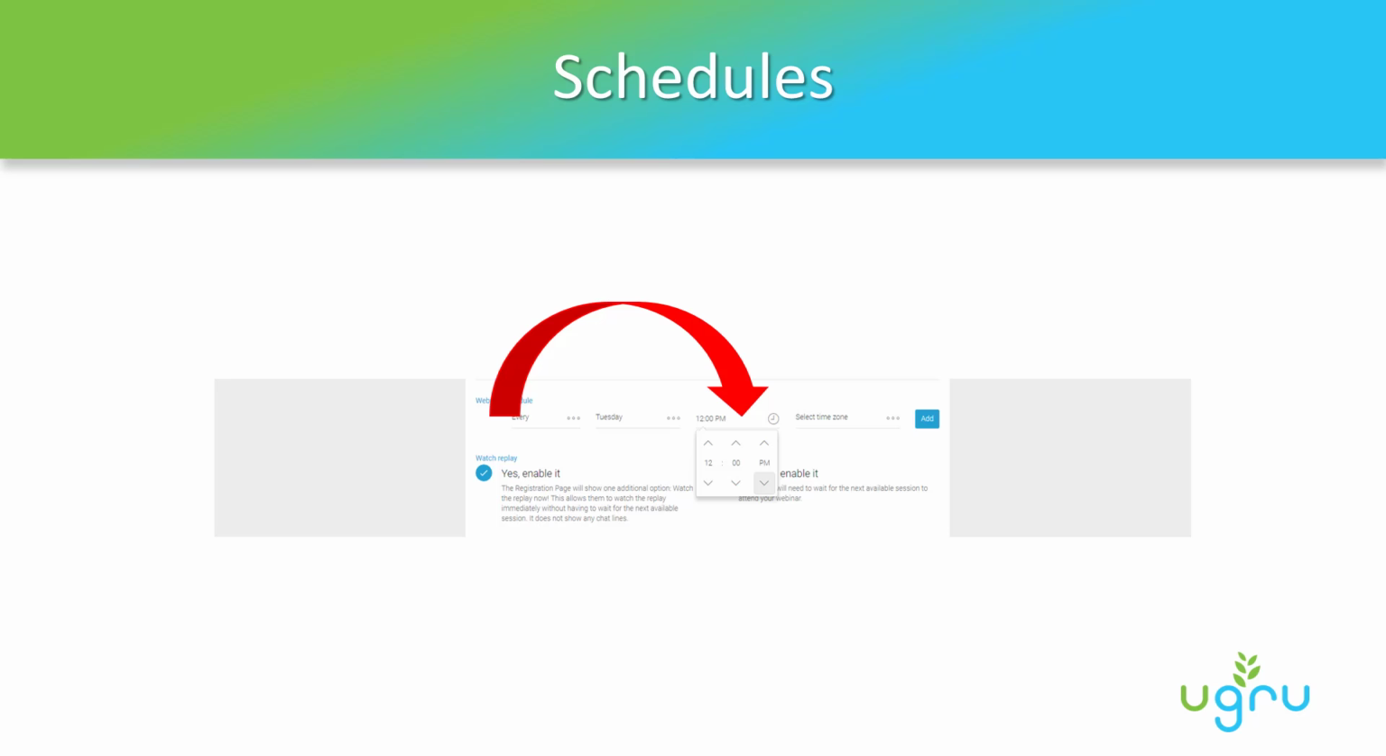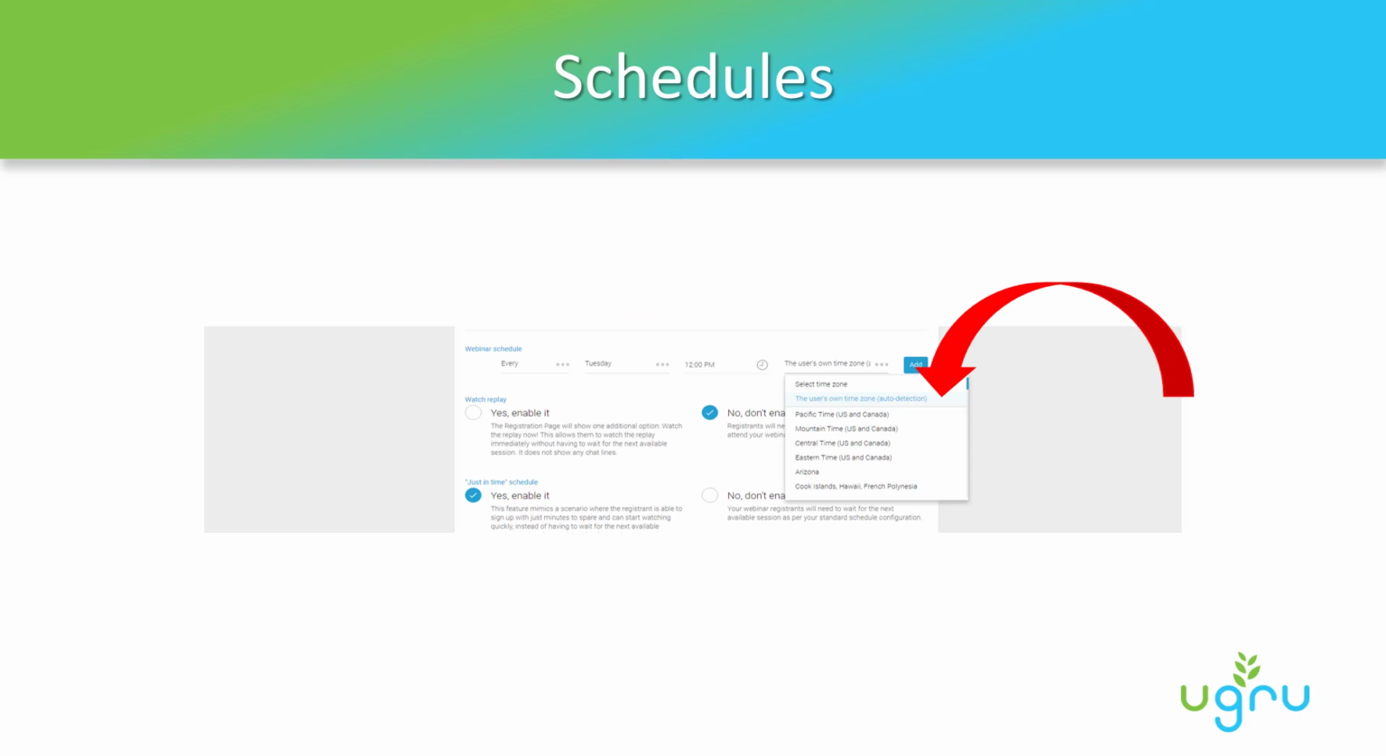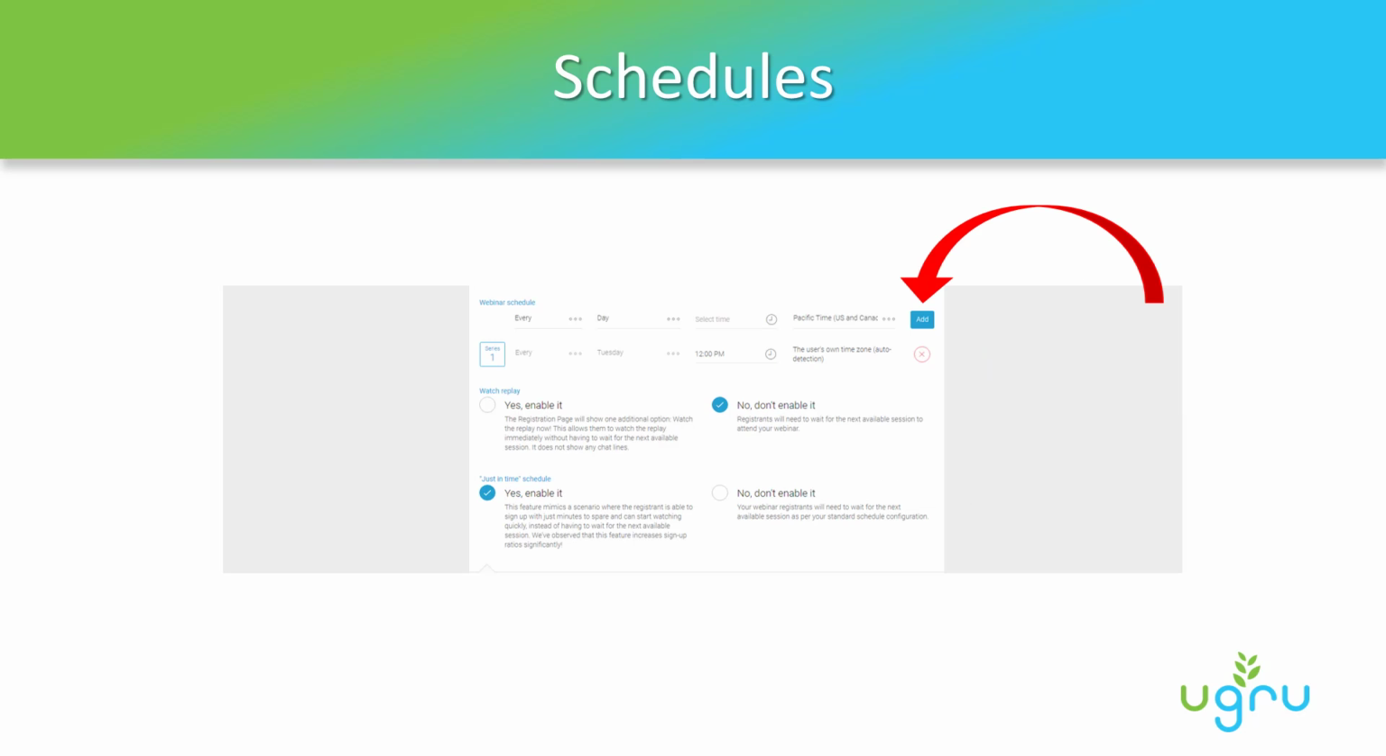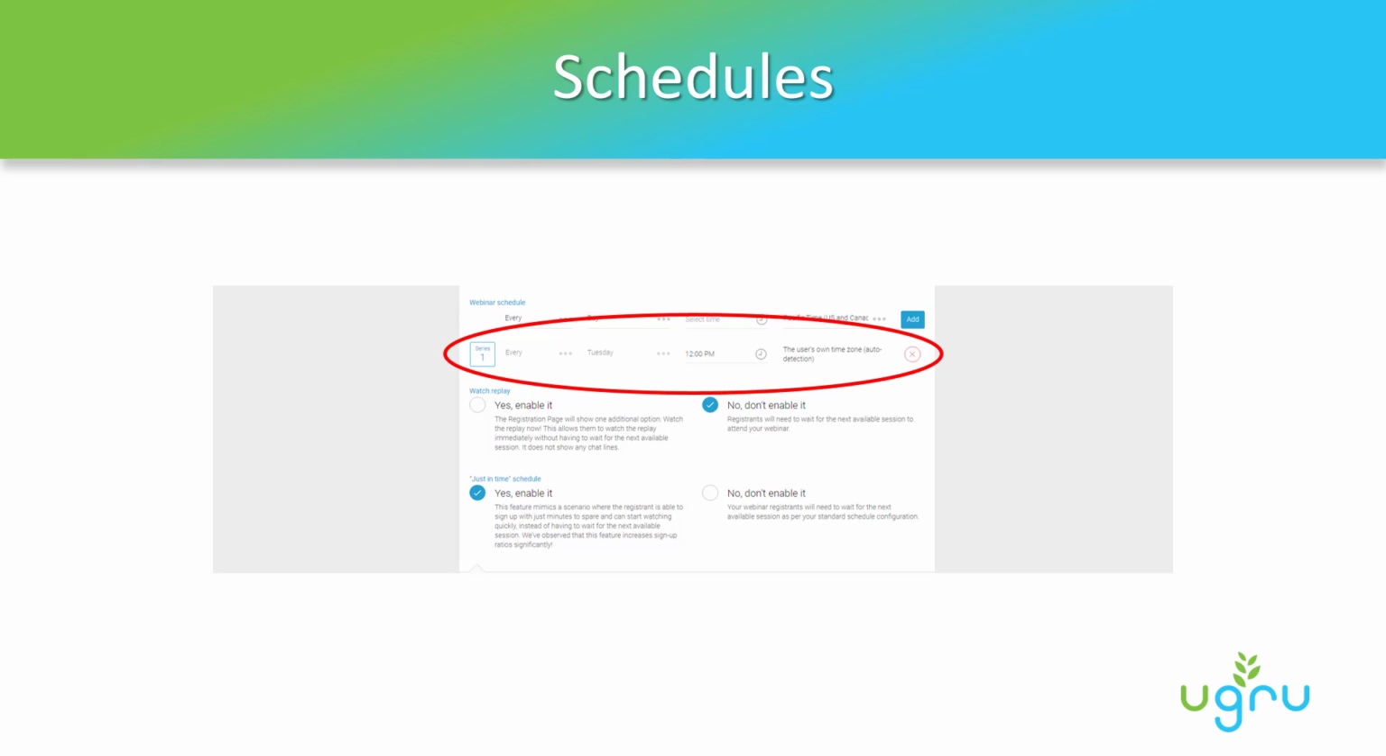Click on the time field and use the up and down arrows to choose the time in hours and minutes and the time of day, okay? Now, let's select the time zone. The best option to choose from this is the user's time zone, which is the auto detection. Now, however, if you are only focusing on a localized market, then probably go ahead and choose the time zone that you'd like to target in that case. When all that's done, click the blue add button, and your webinar is now set for every Tuesday at 1 p.m. at the user's own time zone.